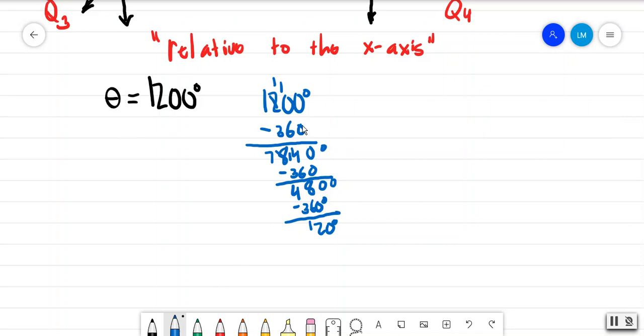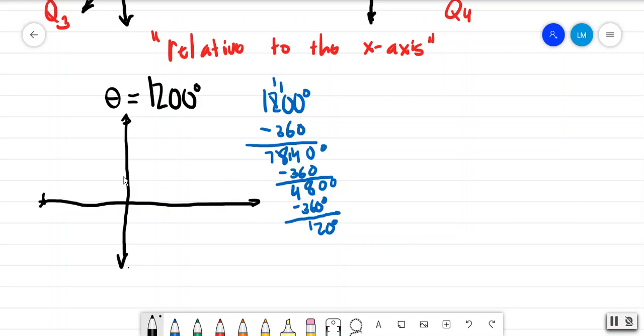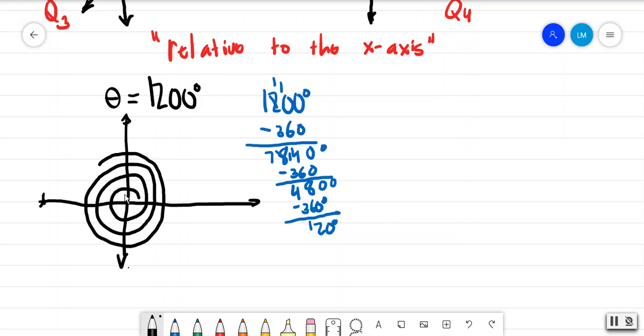Now, consider this. How many times did you subtract 360? You subtracted it once, twice, 3 times. So what that means is that in the x and y plane, or in our coordinate axes, the angle measure went around 3 different times. So you have 1, 2, 3, and then it stopped at 120.